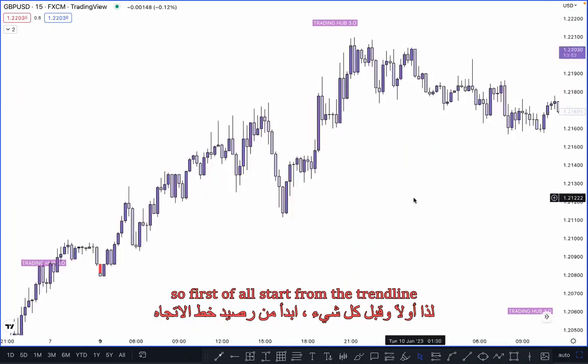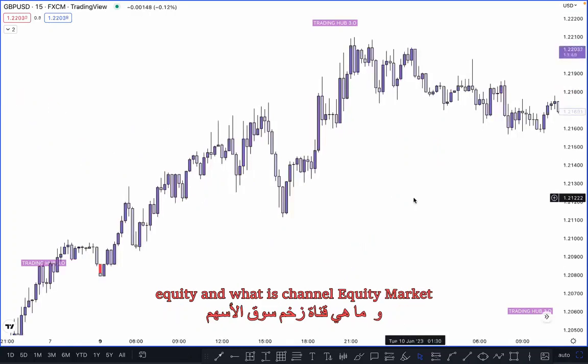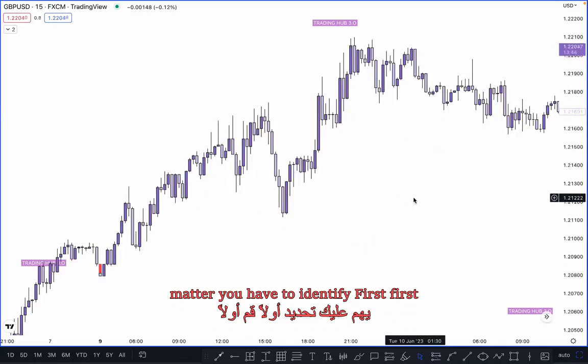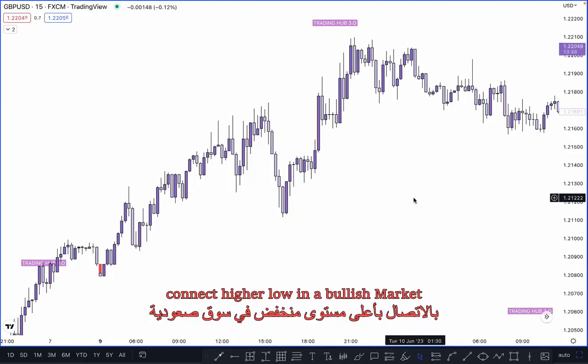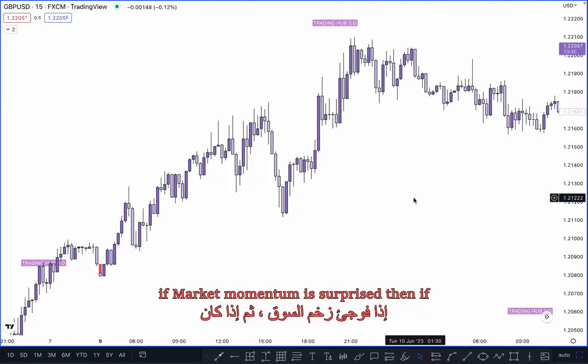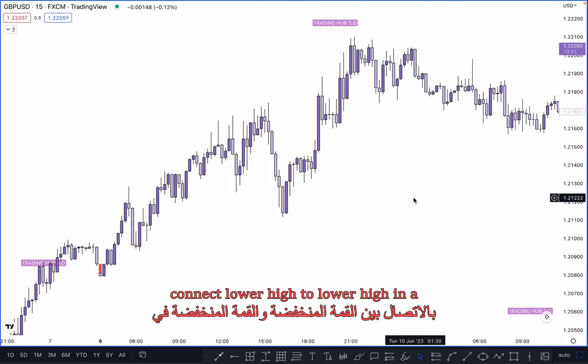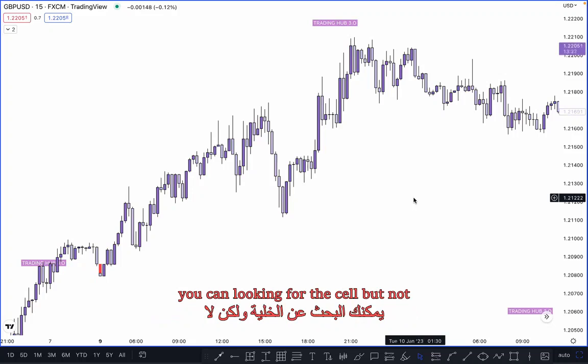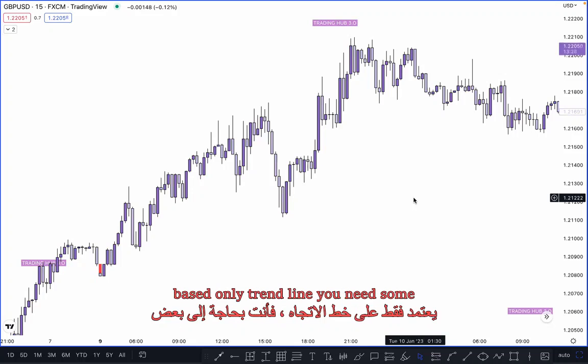First of all, start from trend line liquidity. And what is trend line liquidity? Whether market momentum is bullish or bearish doesn't matter. You have to identify first: connect higher lows in a bullish market. If market momentum is bearish, connect lower high to lower high on the downside. If the market breaks those areas, you can look for a sell, but not based only on the trend line.